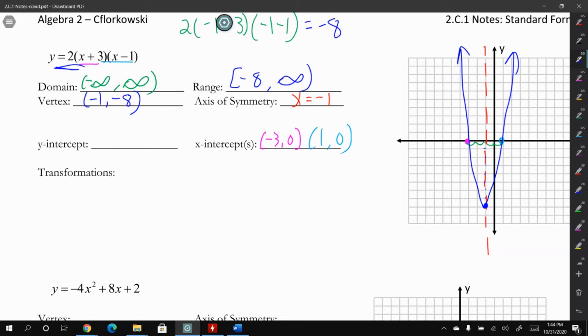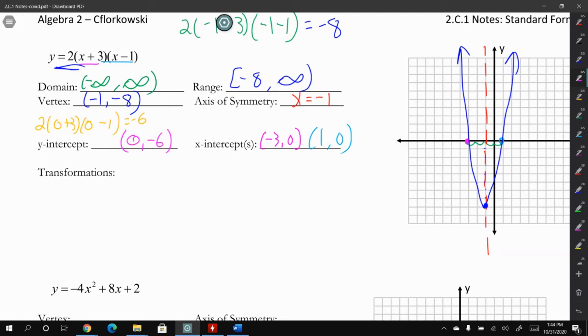So I'm going to plug in 0 for x. So 2 times 0 plus 3 times 0 minus 1. And when I type that into the calculator, I get -6. So my picture was a little bit off. That means my y-intercept is 0, -6. So you can still find the y-intercept even if you're not in standard form.